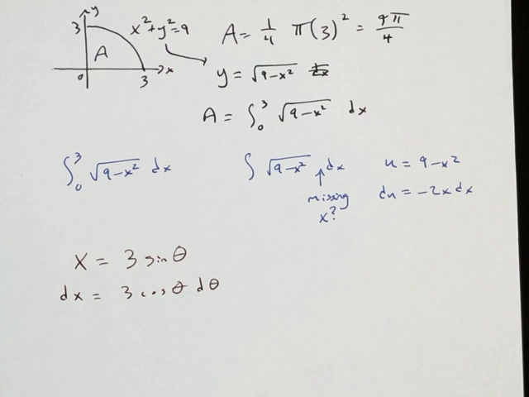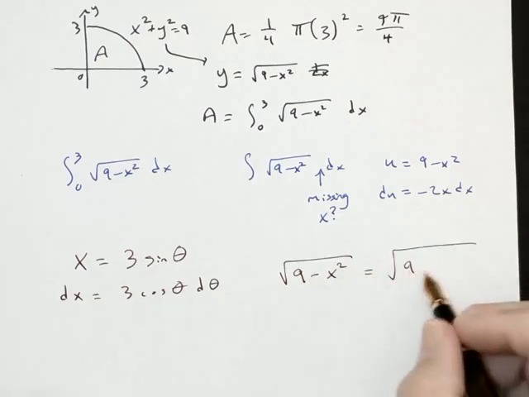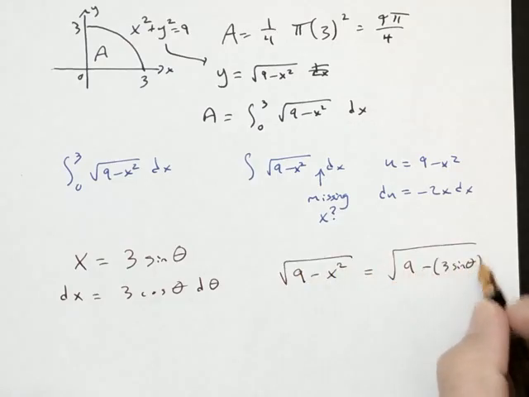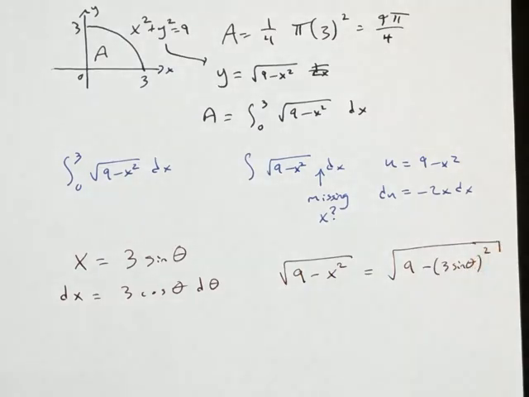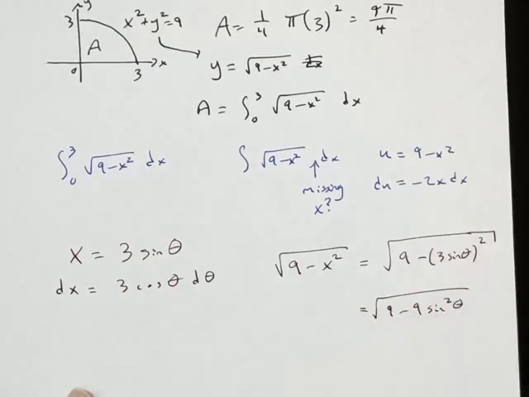Let's take that expression for x, plug it into our square root. Wait a minute. 9 minus the quantity 3 sine theta squared. 3 sine theta all squared is 9 sine squared, right? So this becomes like that.